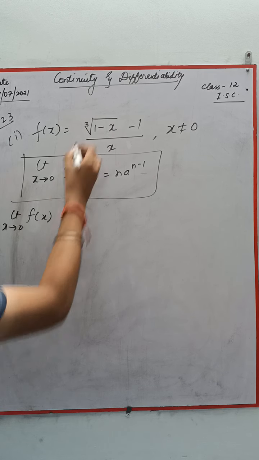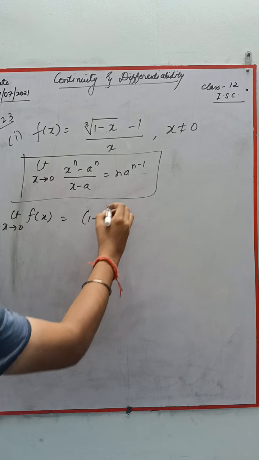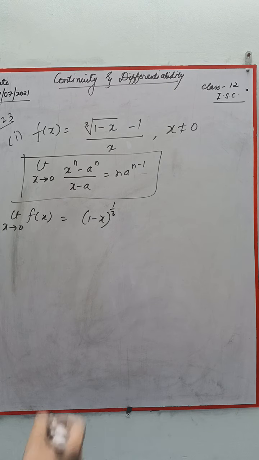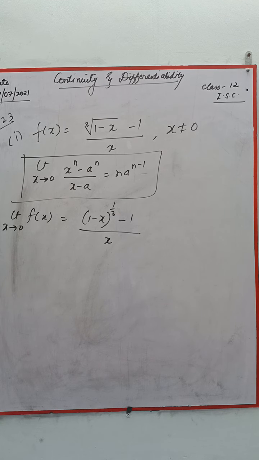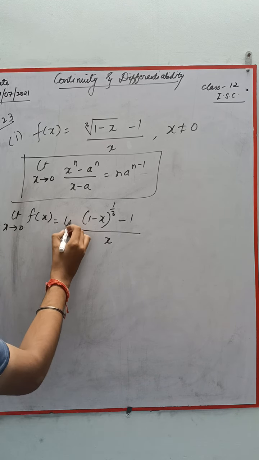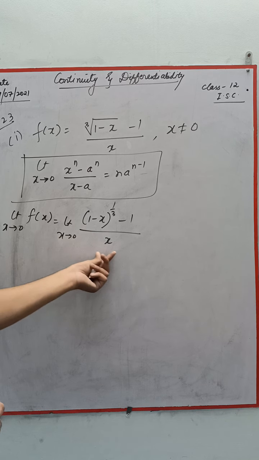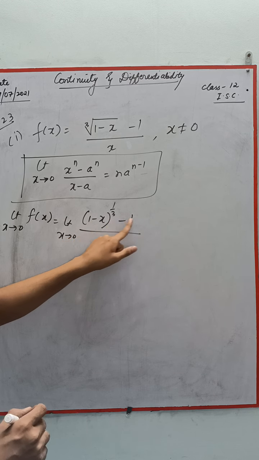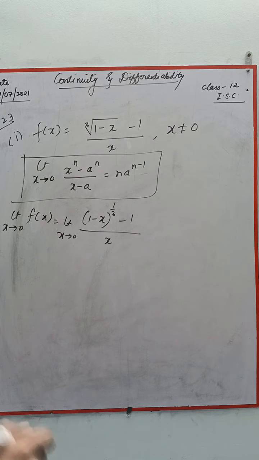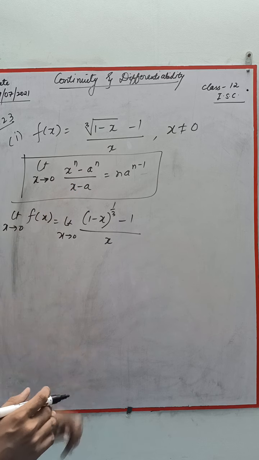Okay, so we are given (1 minus x) to the power, this is a cube root, can I write this as power 1 by 3, minus 1 upon x. Now limit x tends to 0. Now we cannot put x tends to 0 here, because if I put x equal to 0, 1 minus 1 gives 0 upon 0, the 0 by 0 form, which is an indeterminate form. So we don't have to go that way. We have to apply the identity in such a way.